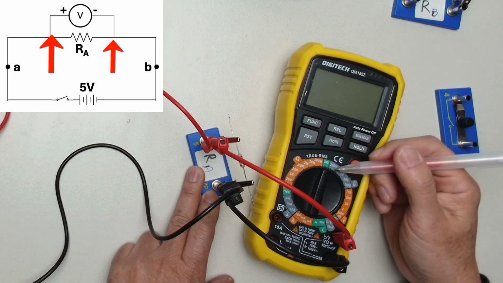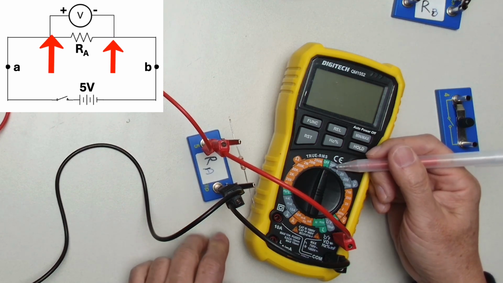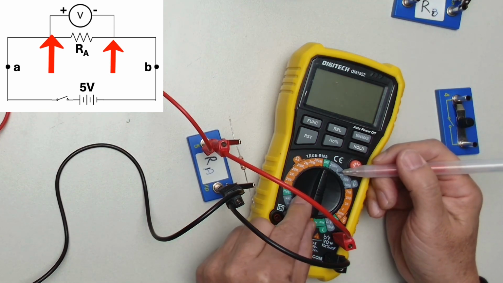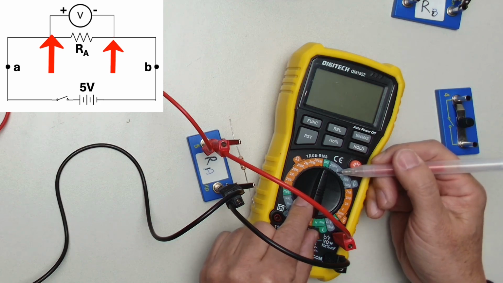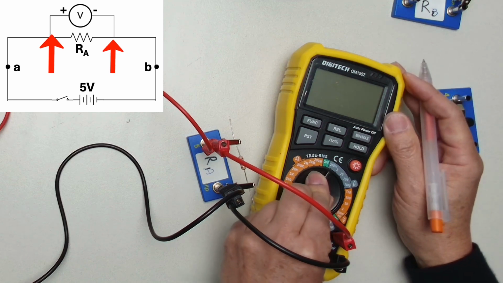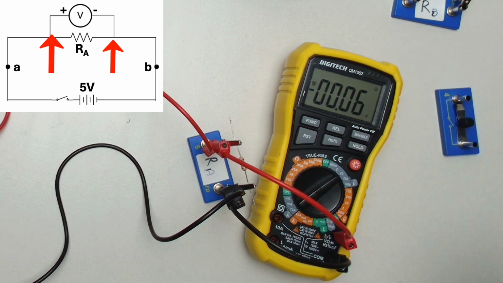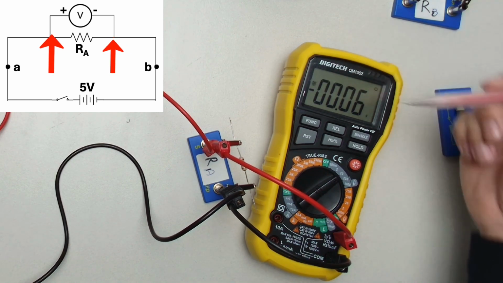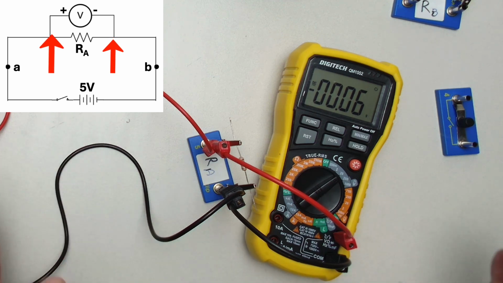So I will push this one here. No, it's too sensitive. 2 means the maximum range is 2. It's also too sensitive. 20 is a good choice. Let's see. Don't worry about this negative here. It's just a little bit of stray voltage, very, very little. And now I turn on the power supply.